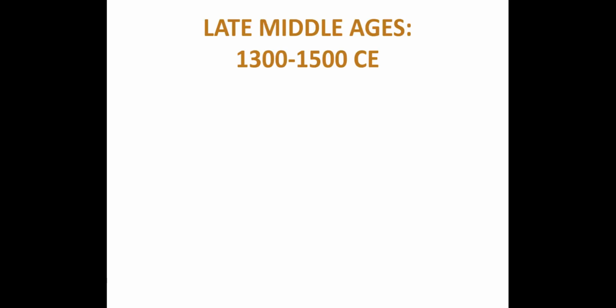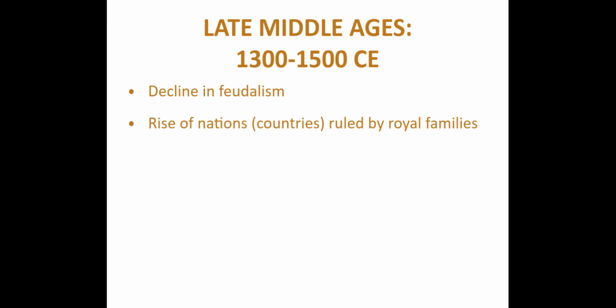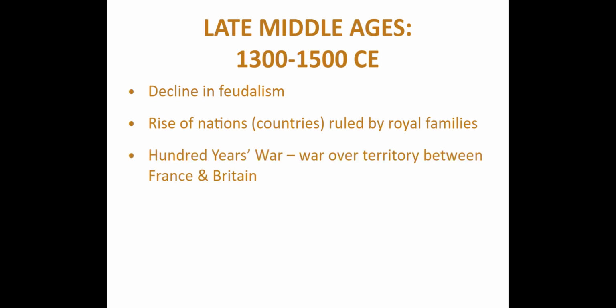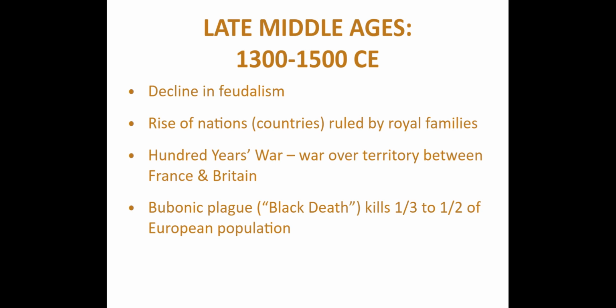In the Late Middle Ages, 1300 to 1500 CE, decline in feudalism, rise of nations or countries that are going to be ruled by royal families. Hundred Years' War over the territory between France and Britain, the bubonic plague or Black Death that kills one third to half of the European population.